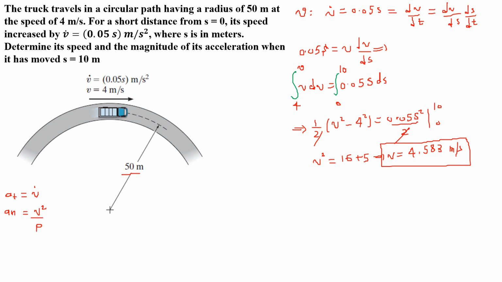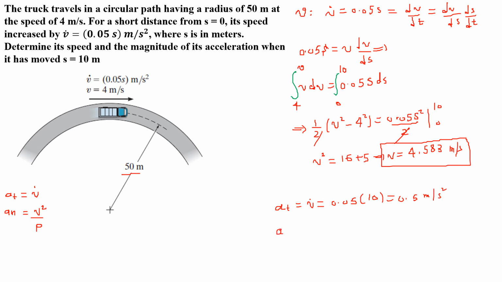Okay, so now we need to find at, which is given. The question says find the magnitude of the acceleration at s equal 10. So now at is simply v dot, which is 0.05 now at 10 meters. So just replace s by 10. Multiply by 10 and I'll get 0.5 meters per second square.